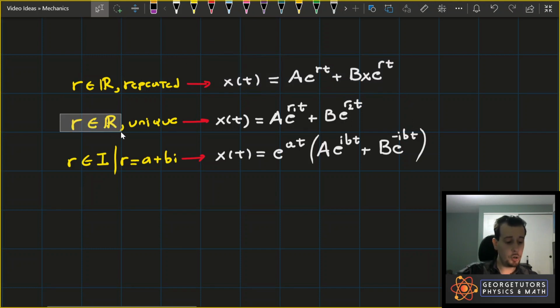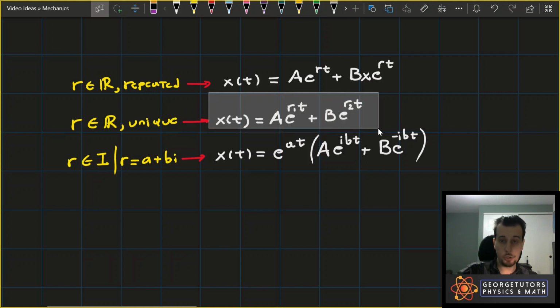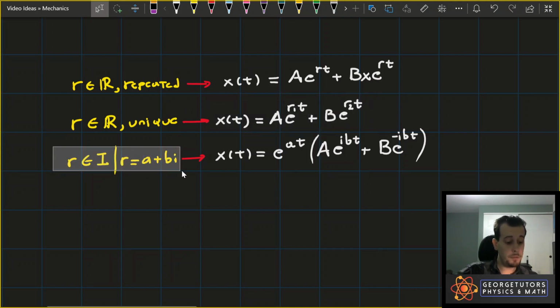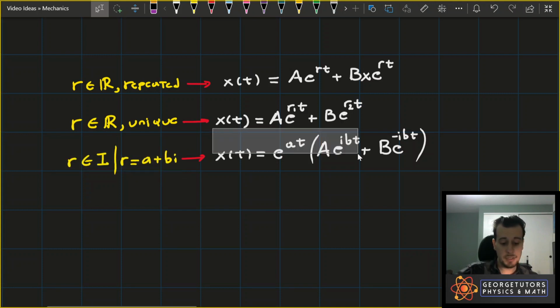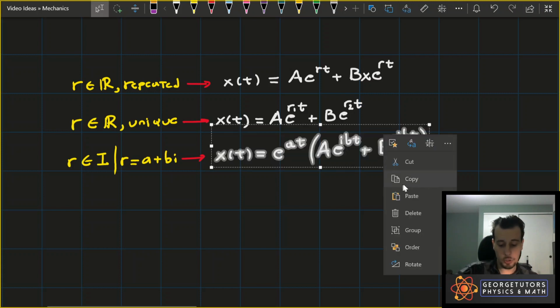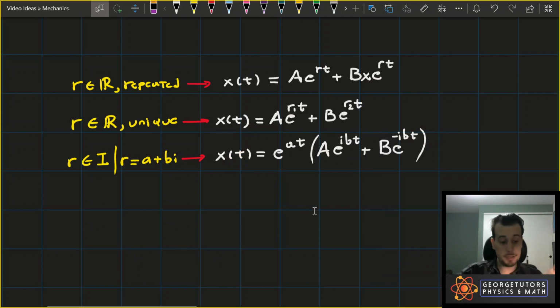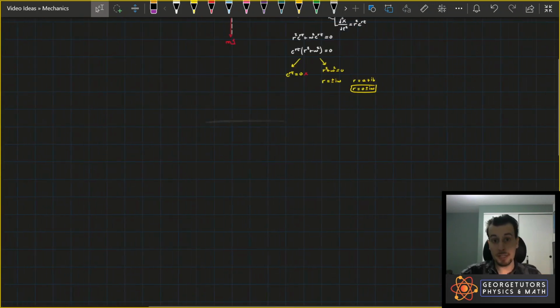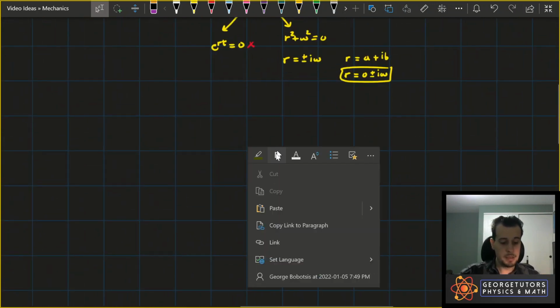You could have r values that are unique, in which case the x of t function would have this form. And then you could have r values like in our case that are complex, and in this case the x of t function will look like this. Obviously we are in the third case, so I might as well just copy that and paste it upstairs, and we can continue our derivation.